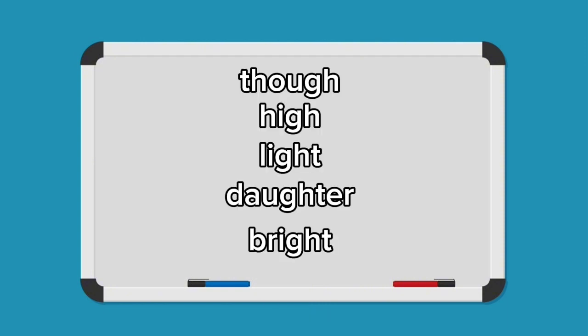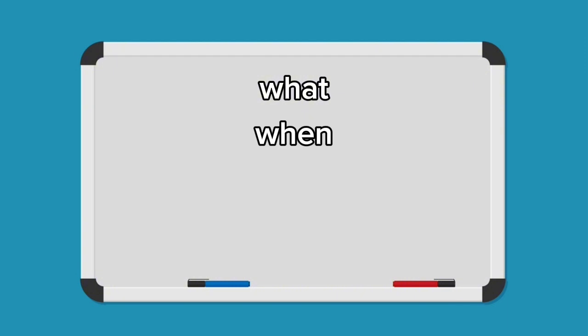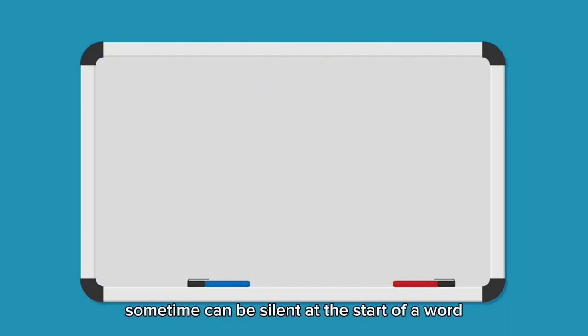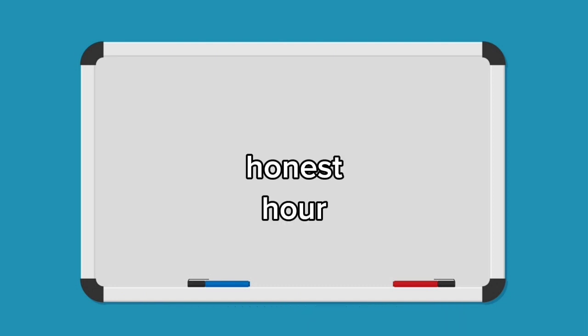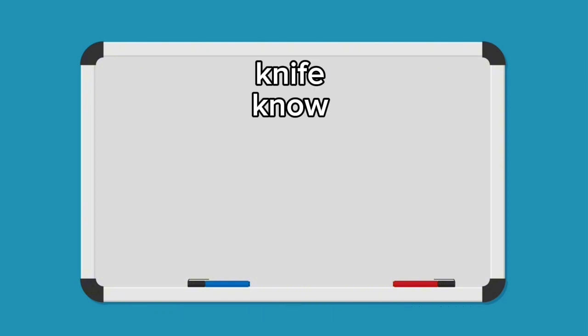Now letter H is often silent too, often when it's following a W, like in the examples: what, when, why, and whistle. And letter H sometimes can be silent at the start of a word, like honest and hour. Letter K. Now I know you know this one. K is not pronounced when it comes before an N. For example: knife, knee, knock, knot, knowledge.